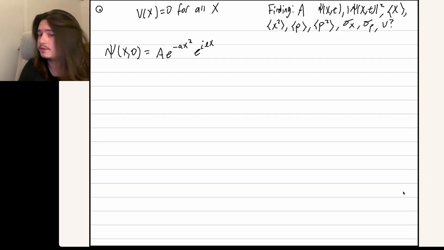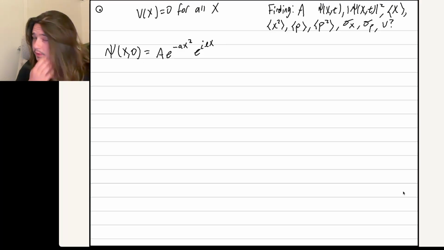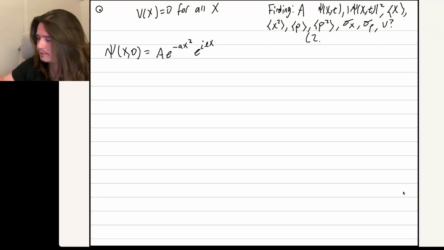Alright, silly people, here's the situation. We've got this initial wave function, psi of x and 0 is A e to the minus a x squared e to the i l x. And we're basically just going to do all of problem 221 again, except using this as our initial wave function, so we have to find all this junk that was in problem 221.